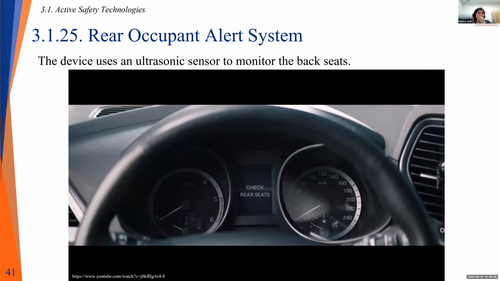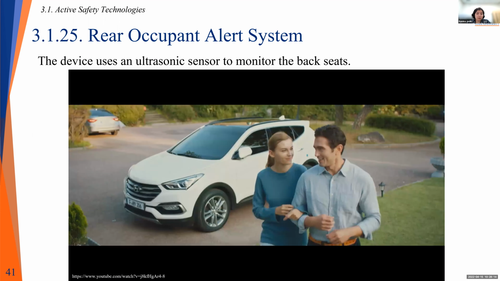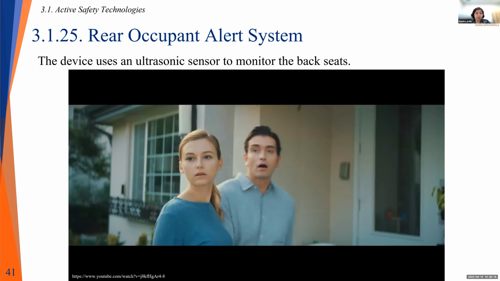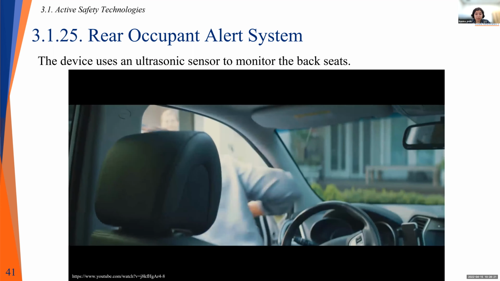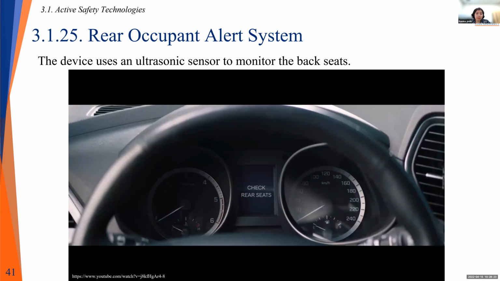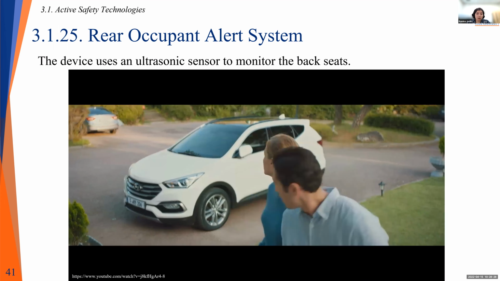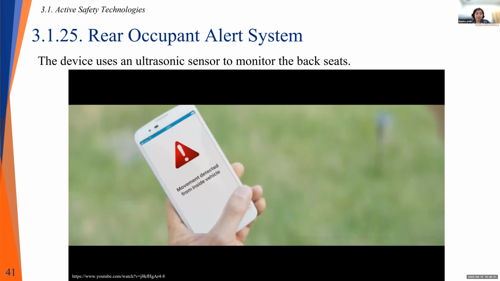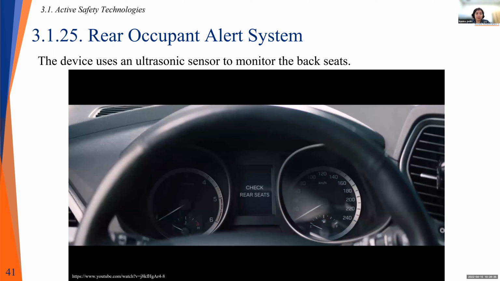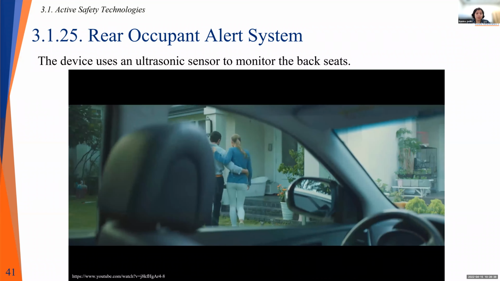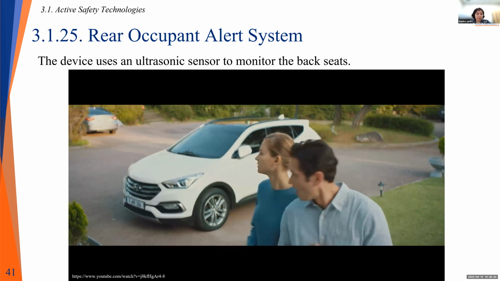We also have rear occupant alert systems. This device uses an ultrasonic sensor to monitor the back seat of the car, which aids the detection of children's movement. The system initially warns the driver to check the back seat before leaving the car. After the driver exits the car, the system will sound the horn, flash the lights, or even send a warning link to the driver's smartphone if it detects movement in the back seat.